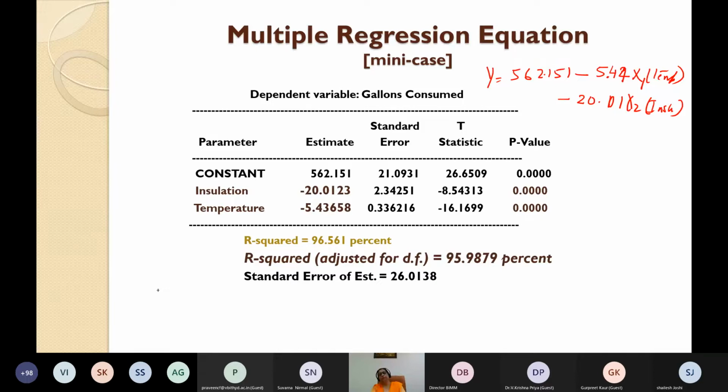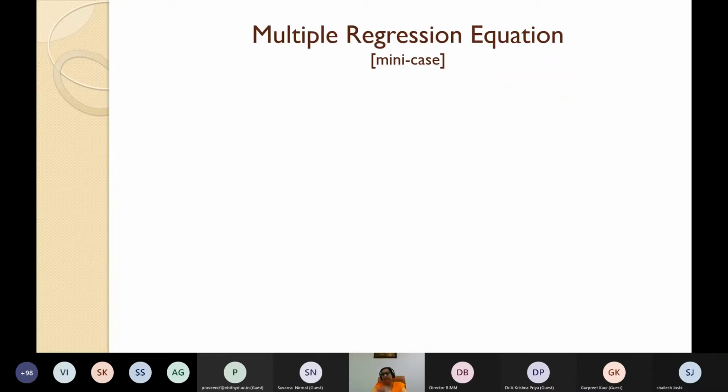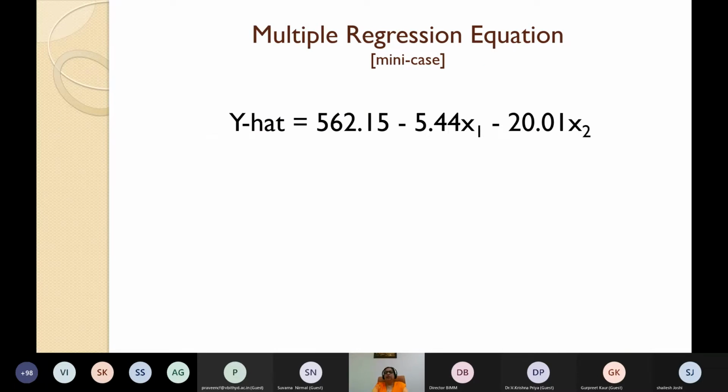I'll revert back to the r square and the adjusted r square values. What do they determine? And as you can see, the p values are quite low and the t statistics is high. We try to keep the t statistic as high as possible and the p value as low as possible. So this is the equation that we have got. Using this, you can easily determine the usage for the month of January, looking at the temperature in January and the thickness of insulation in the house.